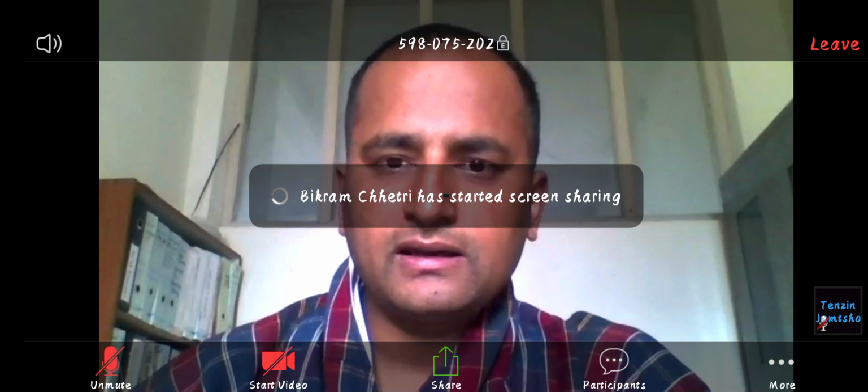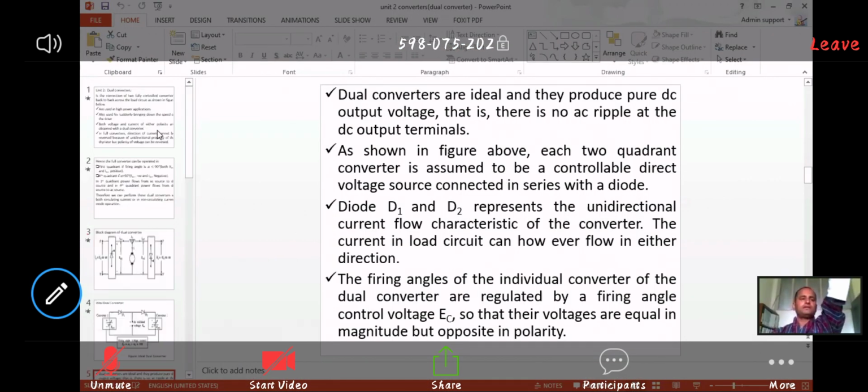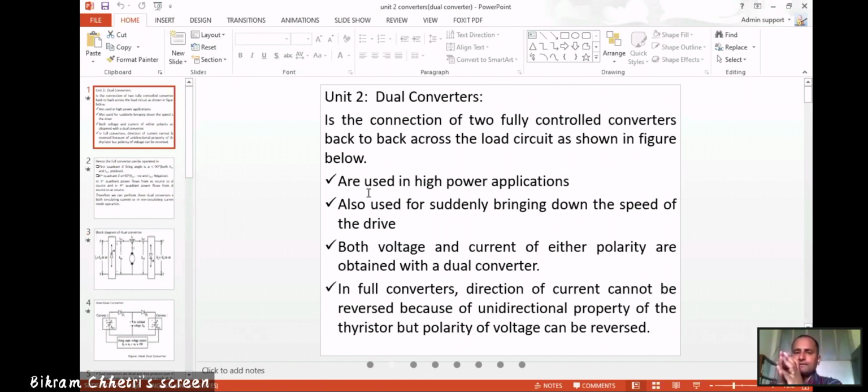And today we'll talk about the dual converter. We have done half controlled and full controlled, single phase full control converters. There are different types of full control converters, and now we'll see the dual converters.